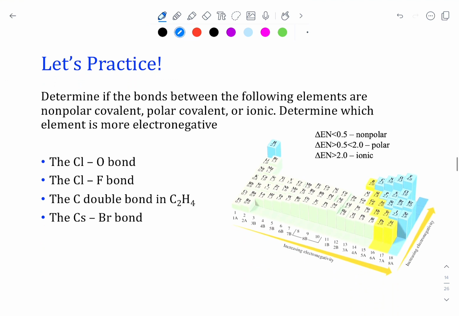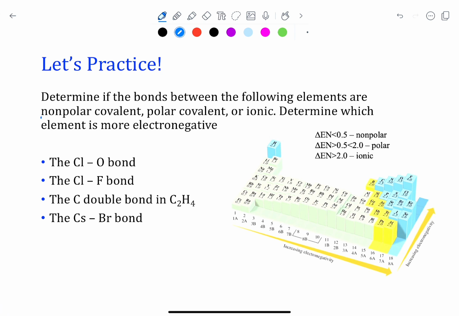So let's do a little bit of practice with this. I have our electronegativity chart here on the screen with me, and you have it in your lecture packet as well, so feel free to utilize that. We want to determine if the bonds between the following elements are either nonpolar, polar, or ionic. And if they are polar, we need to determine the more electronegative atom. So let's start off with a Cl, or a chlorine-oxygen bond, so Cl to O bond.